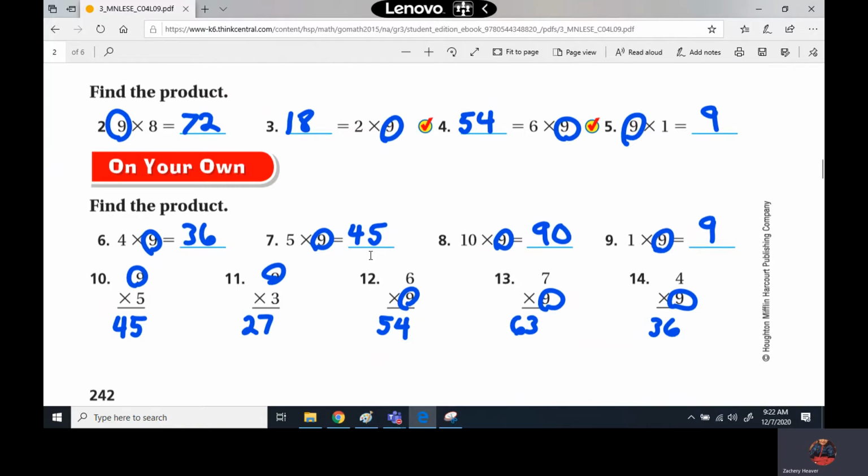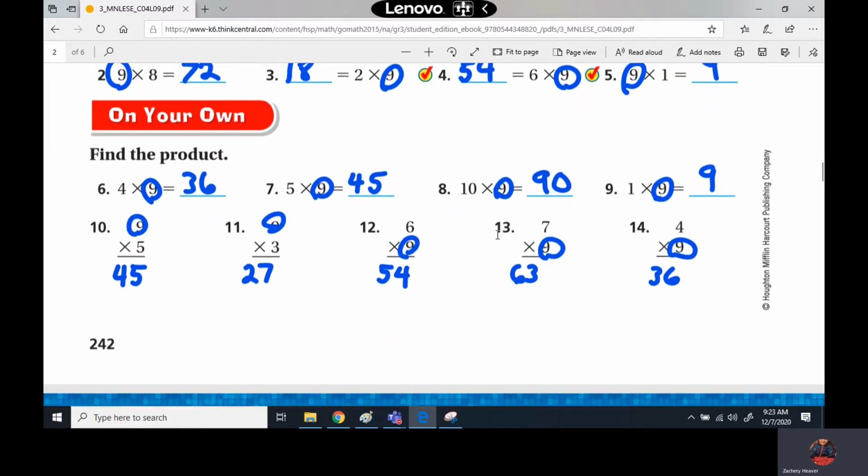I circled the nines again because we're focusing on the other number. The 9 stays the same. What's 1 less than 4? 3. 3 plus 6 makes 9, 36. 1 less than 5? 4. 4 plus 5 makes 9, 45. 10 times 9, 90. 1 less than 10 is 9. 9 plus 0 makes 90. 1 times 9, we all should know, is 9.